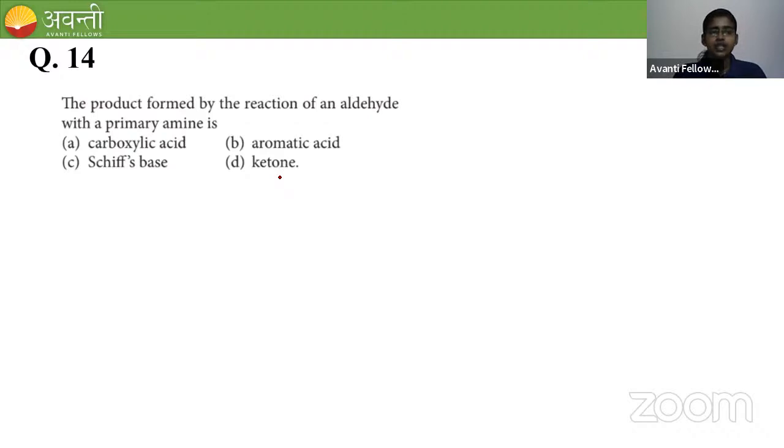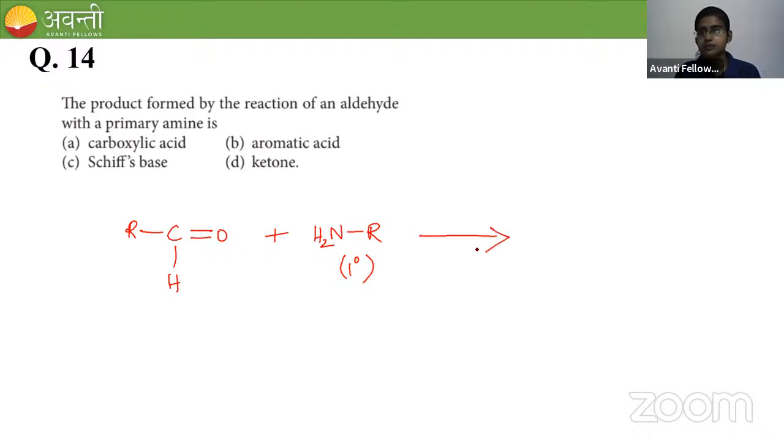Question number 14. The product formed by the reaction of an aldehyde with a primary amine is. What is the formula for aldehyde? It is RCHO. This is aldehyde. And what is the formula for primary amine? It is RNH2. So this is your primary amine, which can be represented using the symbol 1 degree. Okay, so what happens on treatment with these two? What do you get from this?